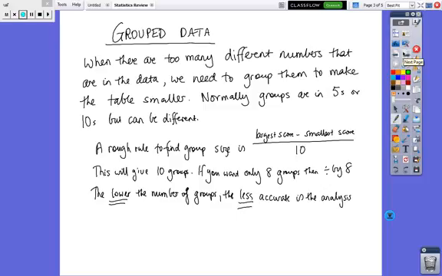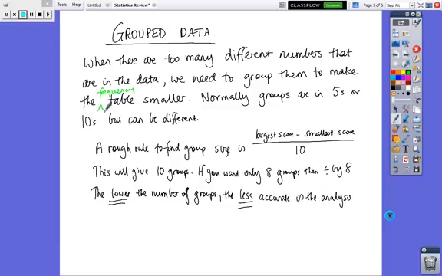When there are too many different numbers in the data set, we need to group them to make the frequency table smaller. Normally the groups are in 5s or 10s, but you can have any size groups. And what we try to find is what we can do to find the group size.